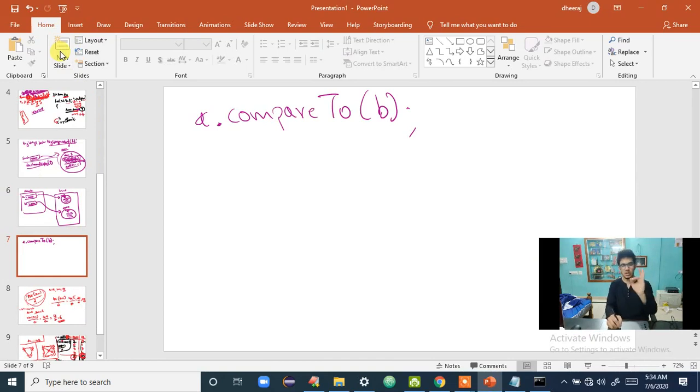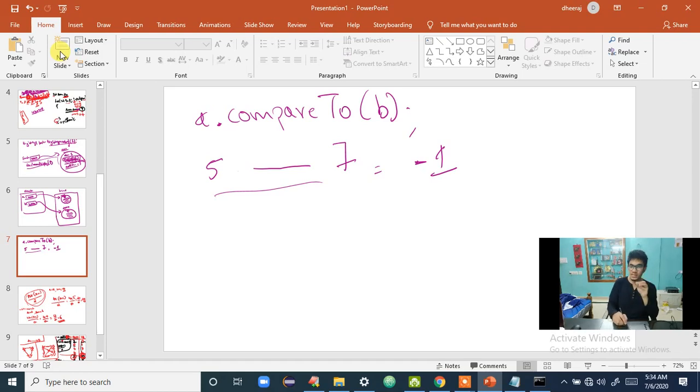What this will do, I will tell you. What is the A value? 5. Wherever the compareTo method is there, it will put a minus sign. What is the value of B? 7. It will do 5 minus 7. It doesn't care about the answer, which is minus 2. What it cares about is: is it a negative value, a 0 value, or a positive value? 5 minus 7 is a negative value, so the answer will be minus 1.